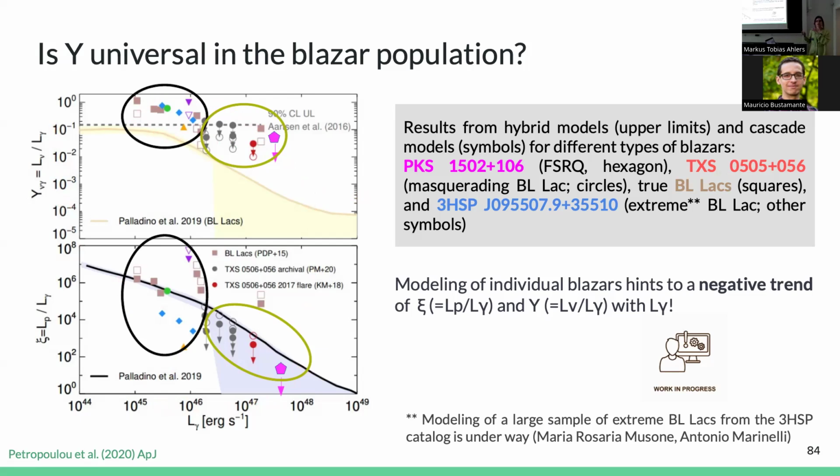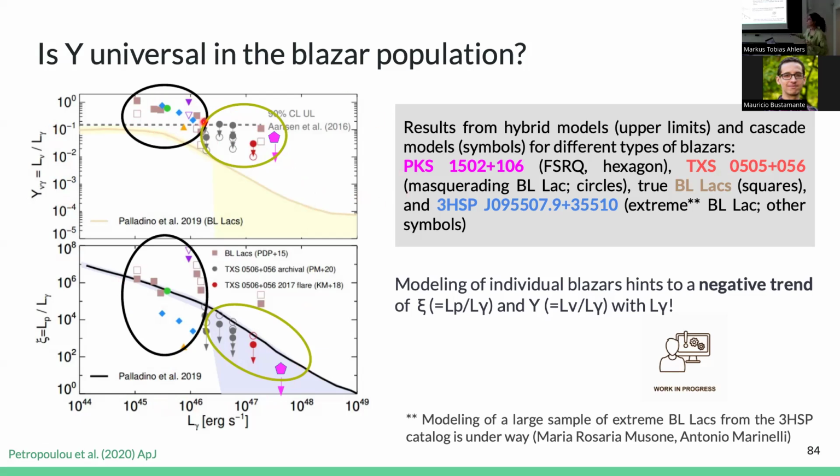I'm not saying this is the answer, but it is a way to move forward and then try to understand. If the model tells us that the neutrino luminosity scales down, the neutrino to gamma ray luminosity scales down with gamma ray luminosity, why is that? What is the physical difference between sources?